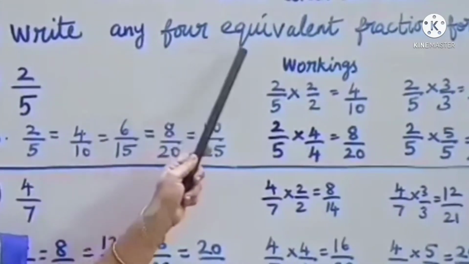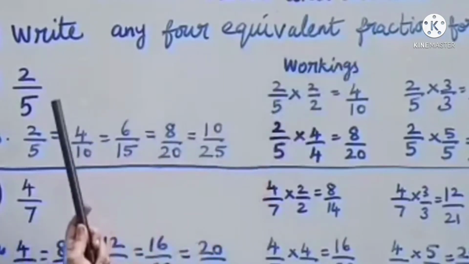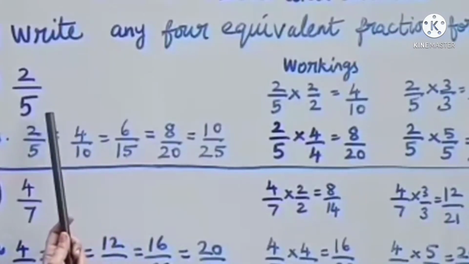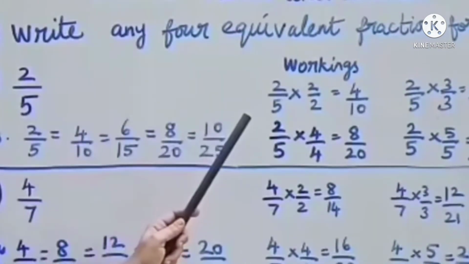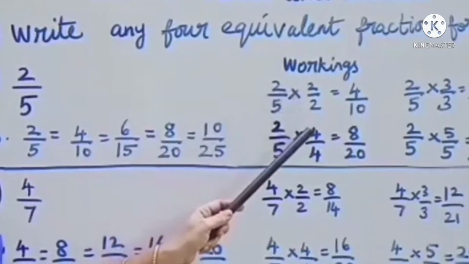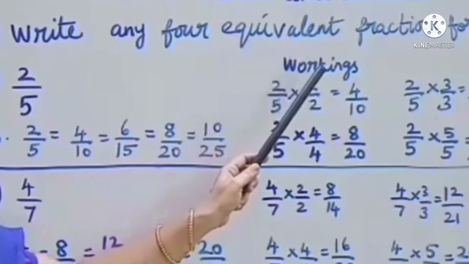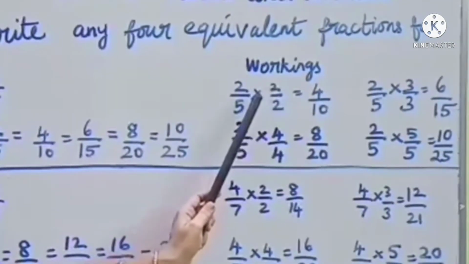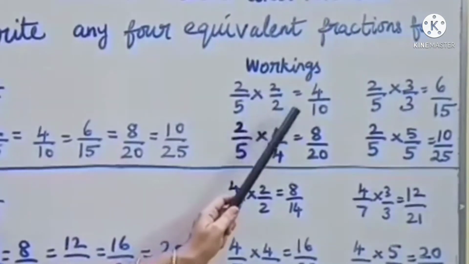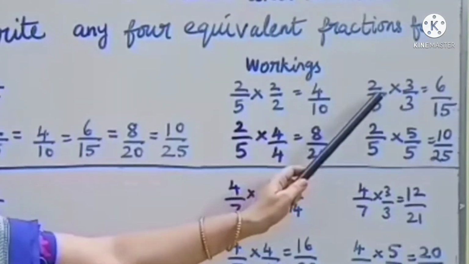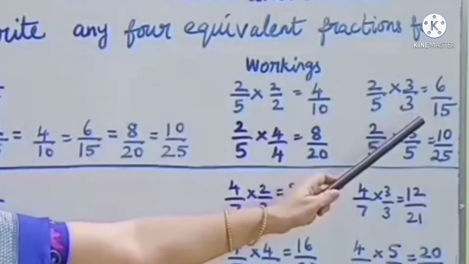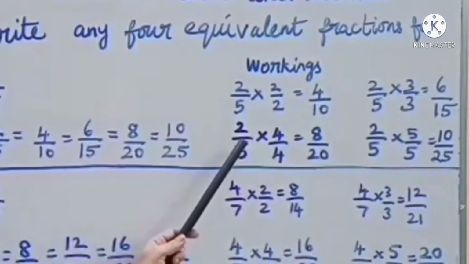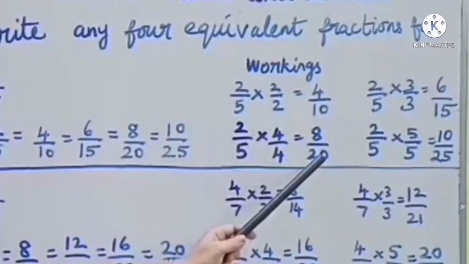Write any 4 equivalent fractions for 2 by 5. What are equivalent fractions? The numerator and denominator must be multiplied by the same number. So we have to do the workings for getting 4 new fractions. First we multiply by the 2 table. Numerator into 2, denominator into 2. So 4 by 10. Next, again we write 2 by 5. We take the 3 table. 3 2s are 6, 5 3s are 15. Next, 2 4s are 8, 5 4s are 20.